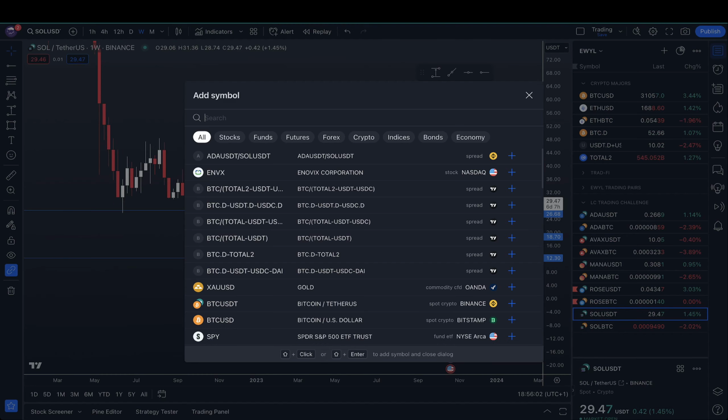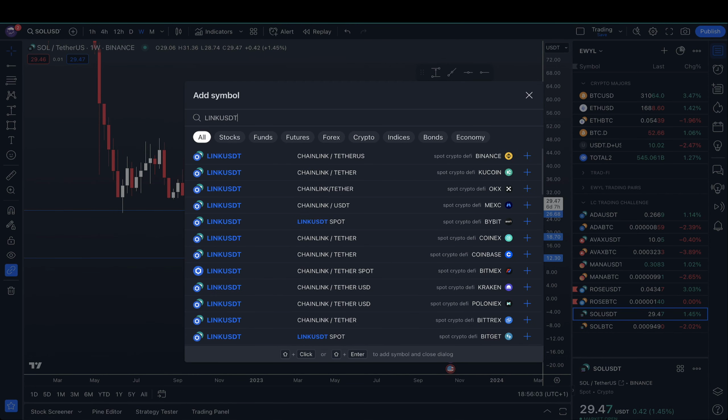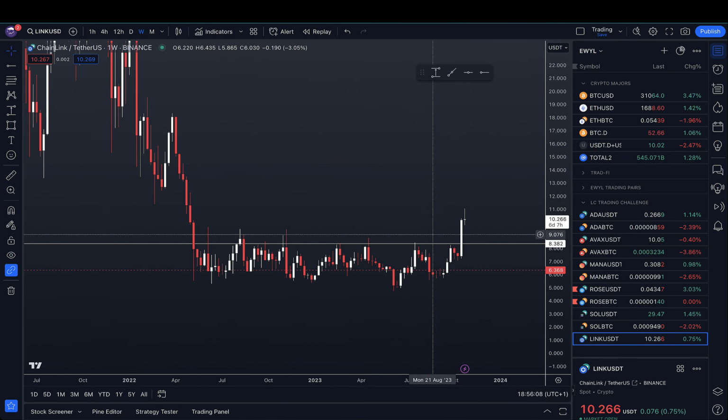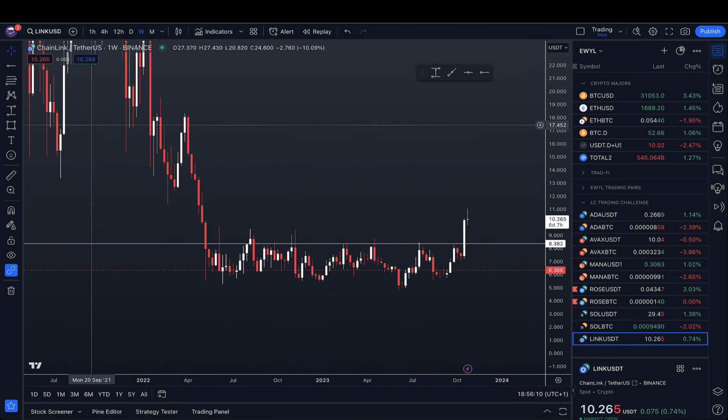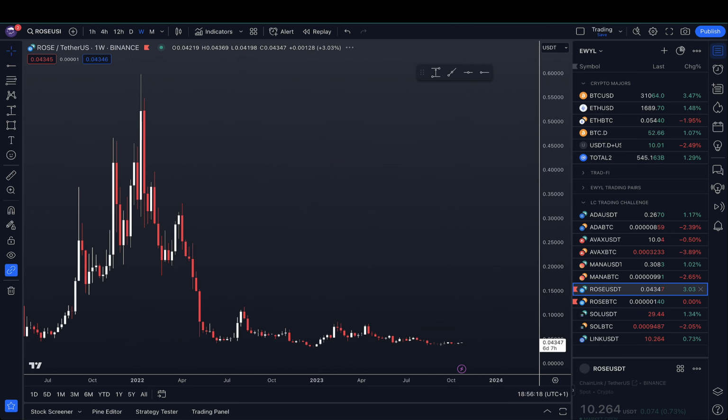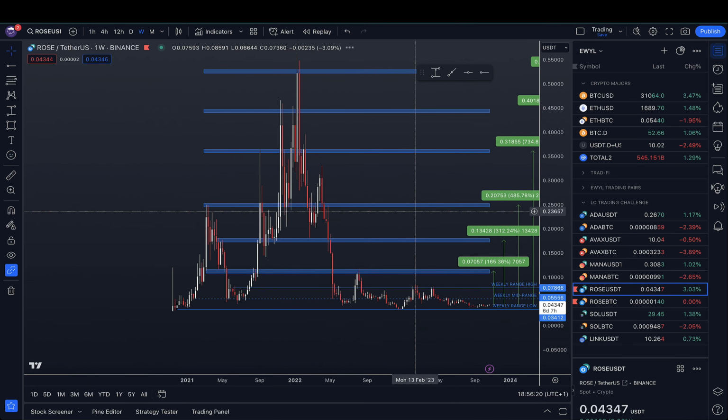And in fact, the other one to quickly show you is Link, which has been on an absolute tear. I'm sure you're aware of that. Look at that, absolutely huge run from Link over last week. Look at that, 40% just like that. So don't be afraid of starting to dollar cost average those bags. Check out your alt BTC pairs as well.